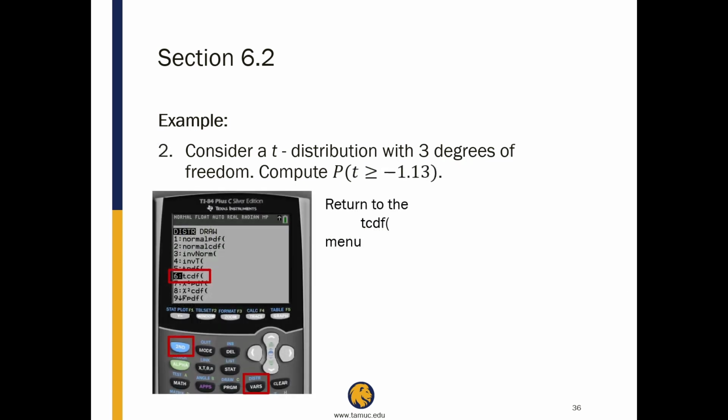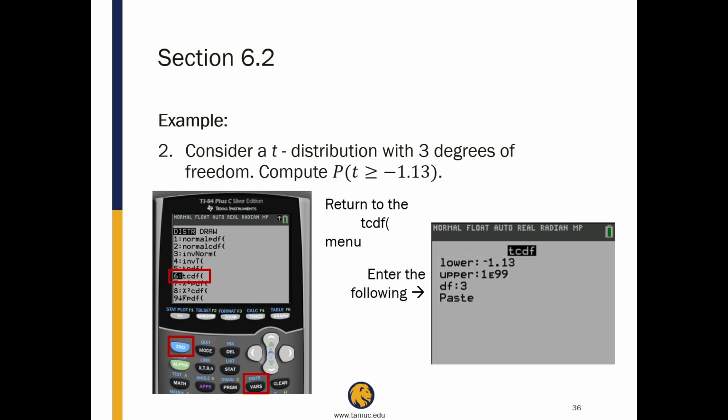Let's do another calculation, but here we're going to do the probability t greater than or equal to negative 1.13. So let's return to the same menu and enter the following. In the lower, I'm going to put negative 1.13. On the upper, I'm going to put something a little different: 1E99. This is just for the calculator, the largest number we could put in here. It's meant to show the other side of the curve on the right side, the greater than side, without ever stopping at a different number. Degrees of freedom is 3.